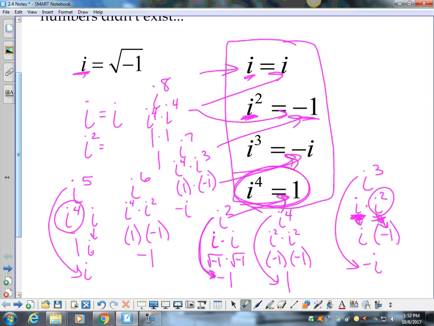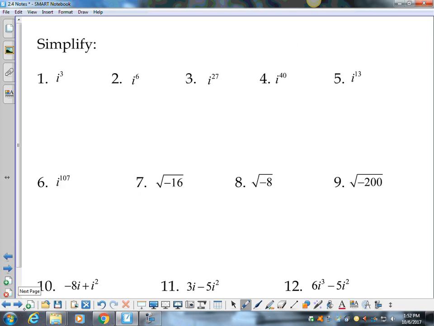Okay, so let's practice some of these. Okay, so i cubed is a negative i. i to the sixth. Okay, again, I'm going to pull my i to the fourth out. i to the fourth goes to 1. i squared is a negative 1. And that's just from that chart. i squared, i cubed, i to the fourth.